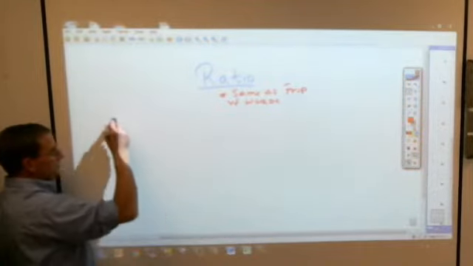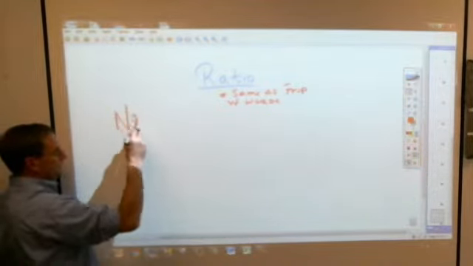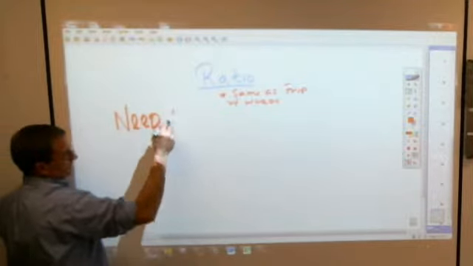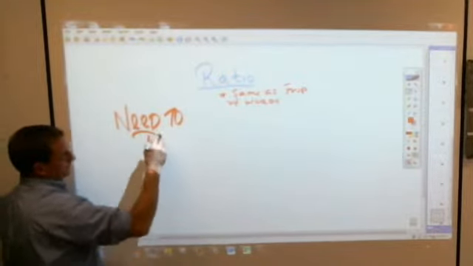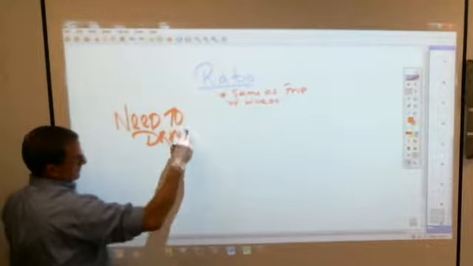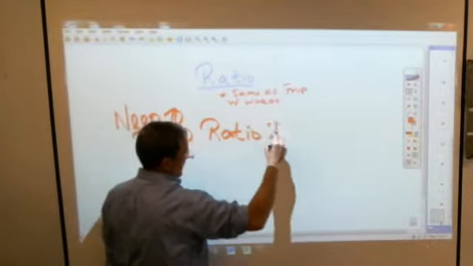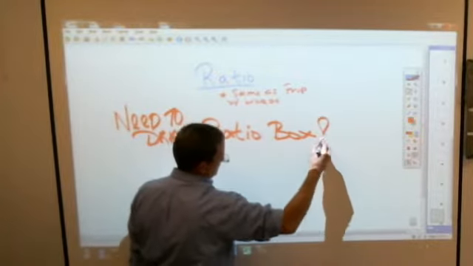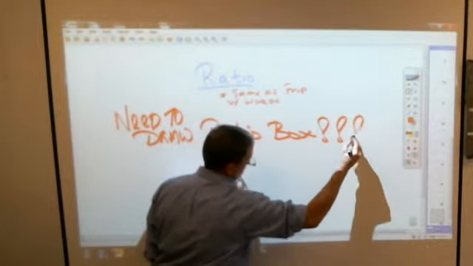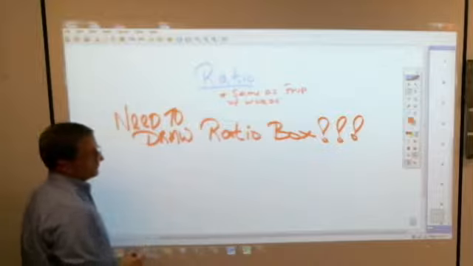You will need to draw a ratio box. This one needs triple exclamation points because it's that important.